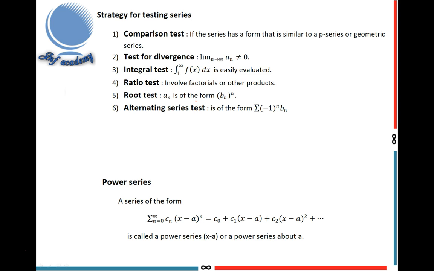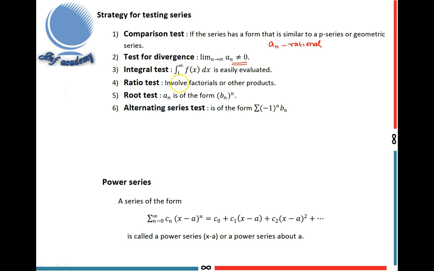In particular, if an is a rational function or an algebraic function of n, then the series should be compared with the P series. Next, test for divergence. If you can see at a glance that limit n tends to infinity an is not equal to 0, then the test for divergence should be used.